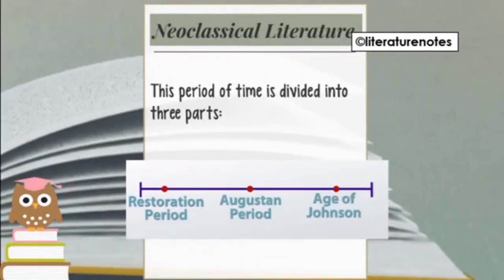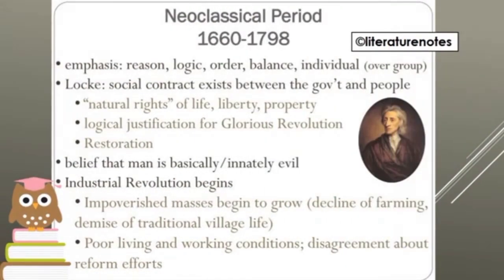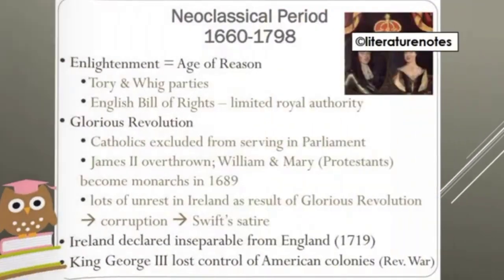This period of time is divided into three parts: the Restoration period, the Augustan period, and the Age of Johnson. So this is how neoclassical literature is divided into three parts. The neoclassical period is from 1660 to 1798. It deals with the emphasis on reason, logical order, balanced individual, and Locke, about restoration and everything.